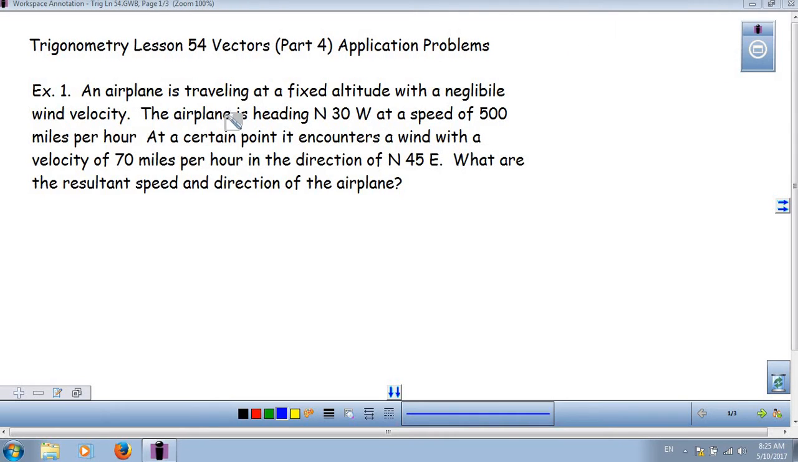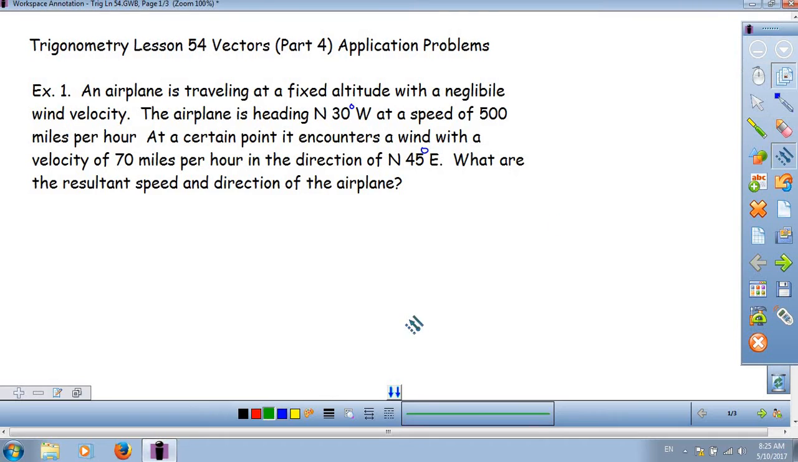Okay, now an airplane is traveling at a fixed altitude with a natural wind velocity. So in the beginning there's no wind, we assume, and then the airplane is heading north 30 west. Okay, 30 degrees west. Now we have to stop for a minute and talk about what this means in a moment. The speed is 500 miles per hour. At a certain point it encounters a wind with a velocity of 70 miles per hour in the direction of north 45 degrees east. What are the resultant speed and direction of the airplane?